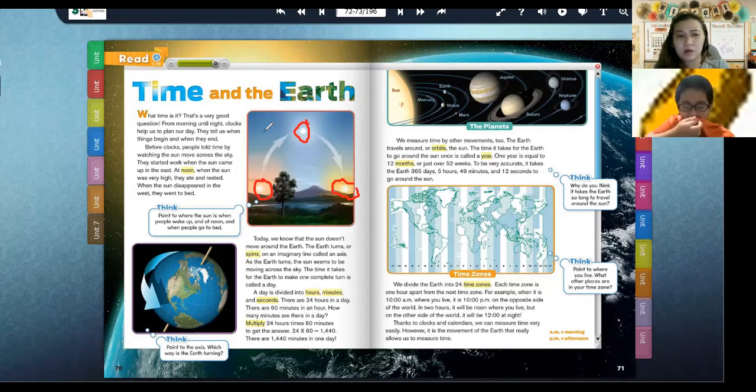Okay, so that's how people before measured the time when there was still no clock. They measured the time through the sun. They didn't have accurate time, like, oh, it's 8 in the morning. They don't do that before. They just look, if the sun is rising, then it's time for them to work.